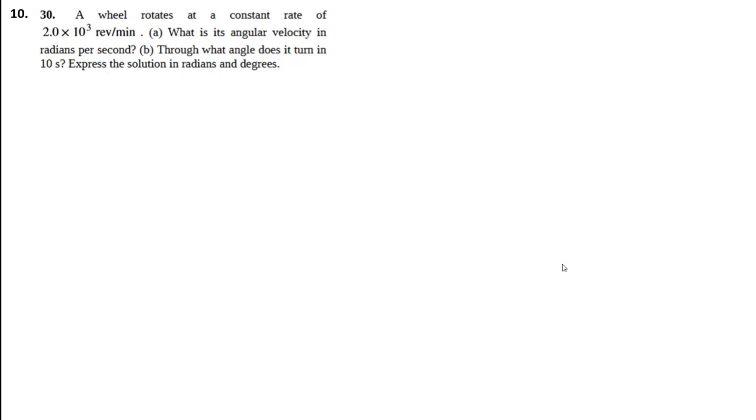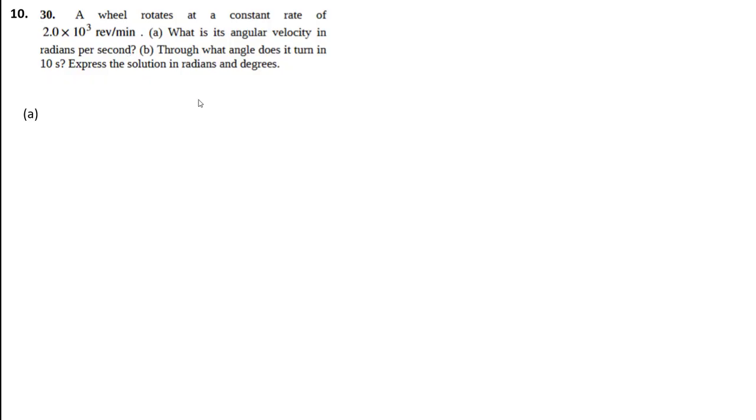This is OpenStax chapter 10, number 30. The first part of the problem just wants us to convert our angular velocity of 2 times 10 to the 3 revolutions per minute into radians per second. So we're just converting. It's a straight up unit conversion.